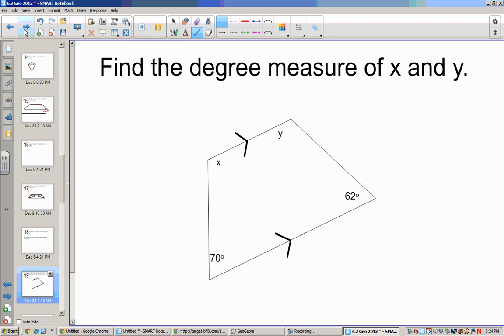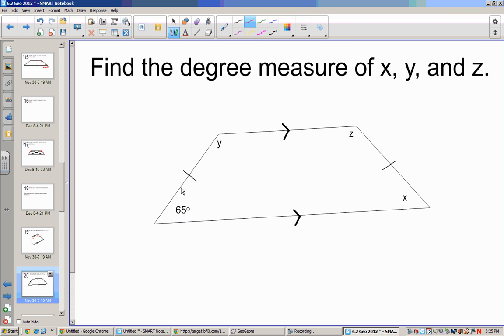All right, so now let's find the degree measures. Between bases, these two angles will add up to 180. So 180 minus 62 is 118. 180 minus 70 is 110. Now, if this is an isosceles trapezoid, so if this is 65, this has to be 65. And then up here, subtract from 180 to get 115 and 115.